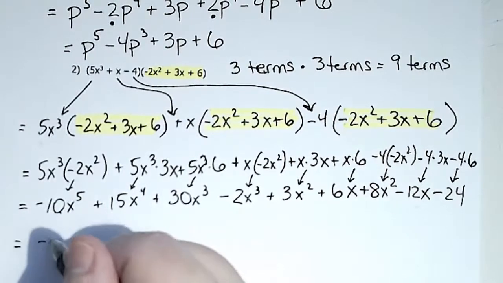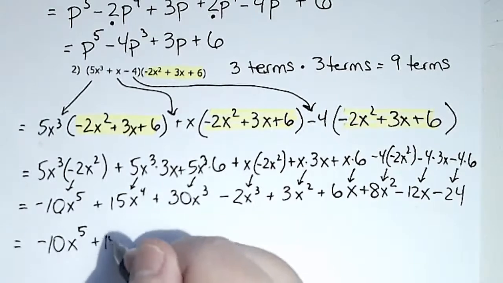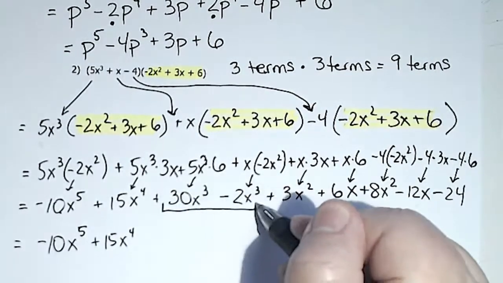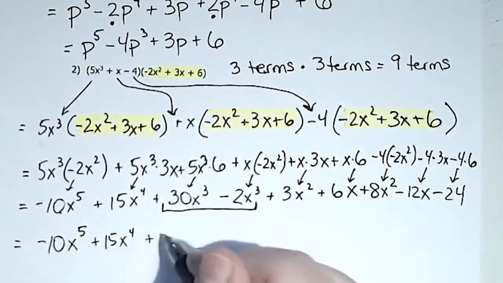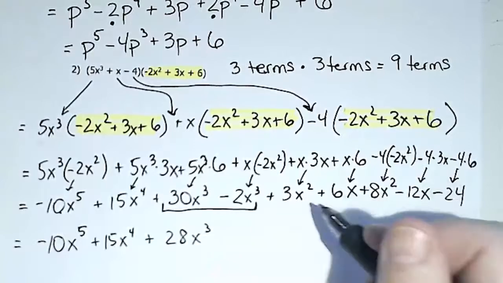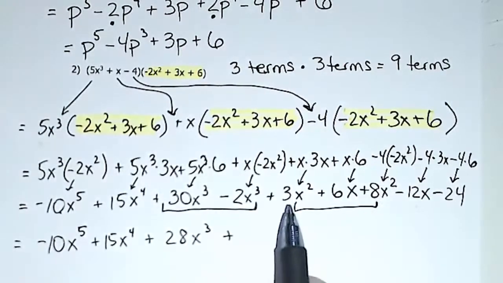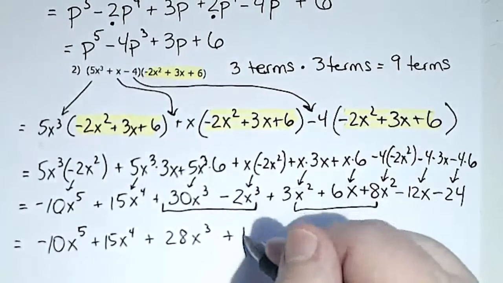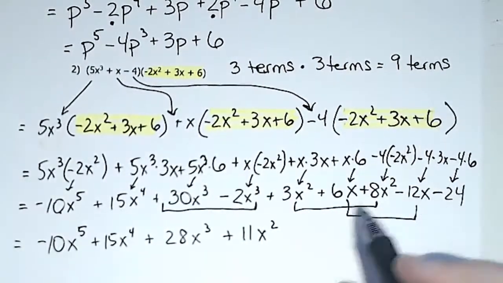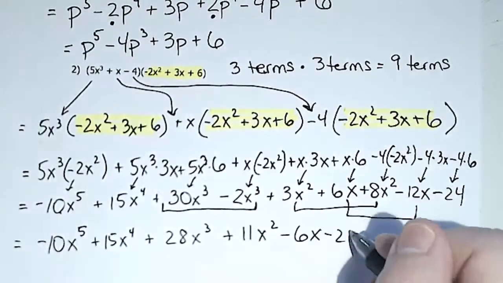I've got a negative 10x to the 5th plus 15x to the 4th. Now these two come together, plus 28x cubed. Let's see, up here, my squareds are not quite together. 3x squared plus 8x squared is 11x squared. I've got a 6x and a minus 12x, so negative 6x, and minus 24.